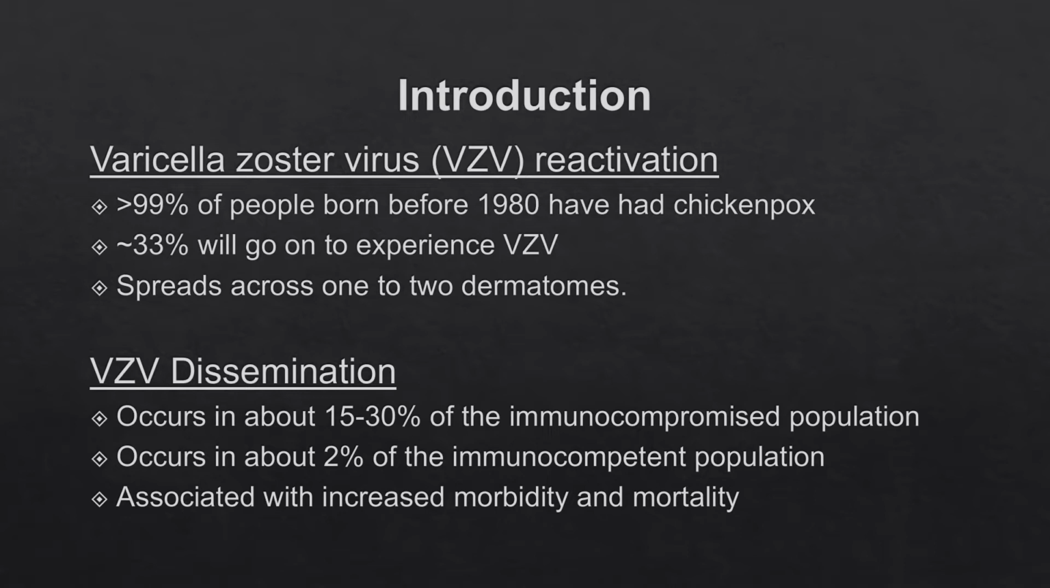The classic shingles rash spreads across 1 to 2 dermatomes. We start thinking about disseminated shingles once there are multiple dermatomes involved, and these can be adjacent or non-adjacent. Disseminated shingles occurs in about 15 to 30% of the immunocompromised population. It only occurs in about 2% of the immunocompetent population. And as we'll see, disseminated shingles is associated with increased morbidity and mortality.